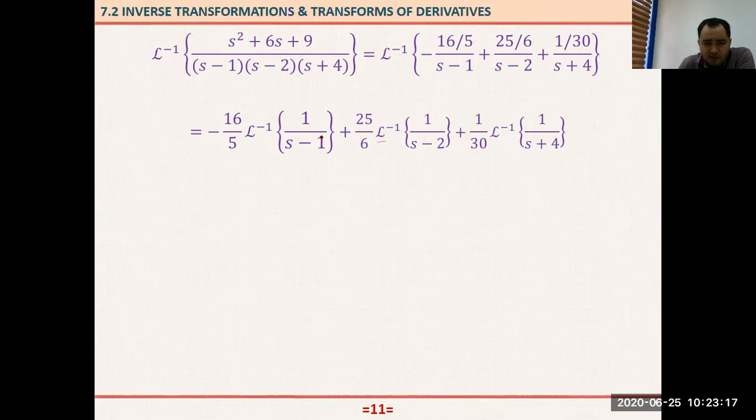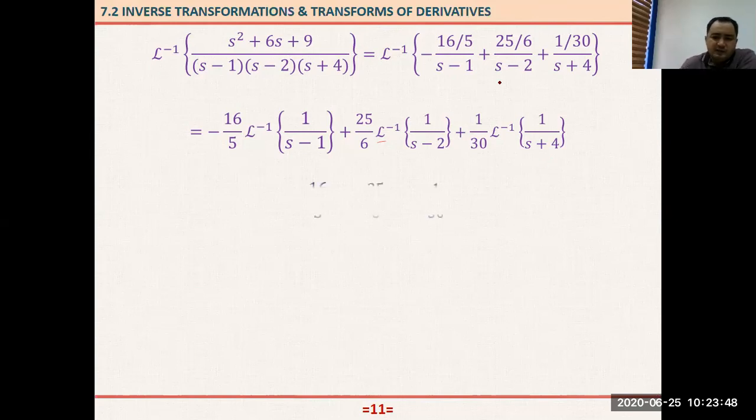And we are familiar with these, right? If you remember, what function's Laplace transform gives us 1 over s minus 1? That is e to the power t, that is e to the power 1 times t, right? Because the Laplace transform of e to the power at is 1 over s minus a. So here a is 1. And how about this one? It is e to the power 2t, right? And that is the Laplace transform of e to the power minus 4t.